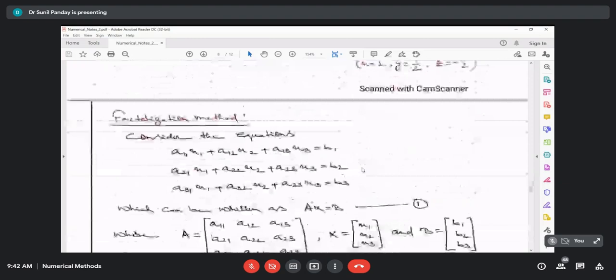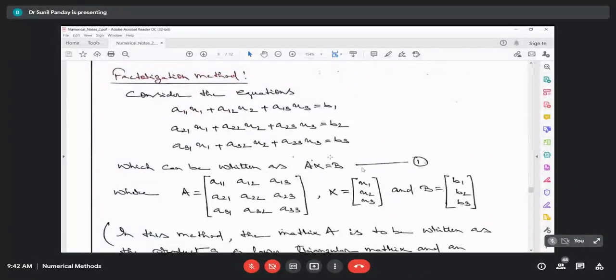One of them is the factorization method. In this factorization method, we consider this as our system of equations. Here A11, A12, A13, A21, A22, A23, A31, A32, A33 are known to you, B1, B2, B3 are also known, and the unknown variables here are x1, x2, and x3. You have to find three values of the unknown variables x1, x2, and x3, so that they satisfy this equation.